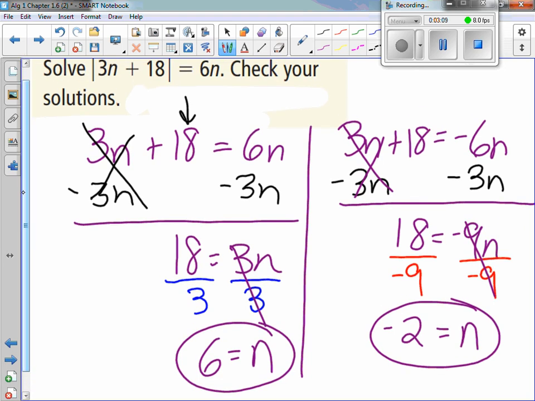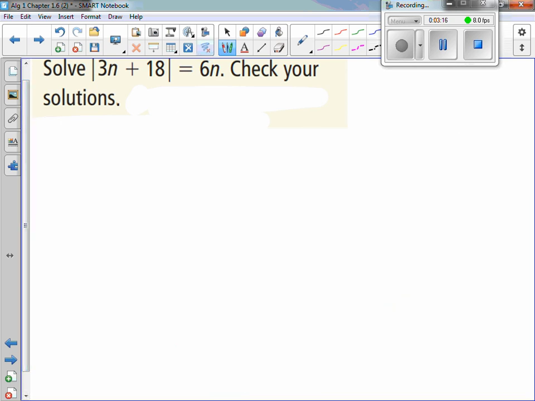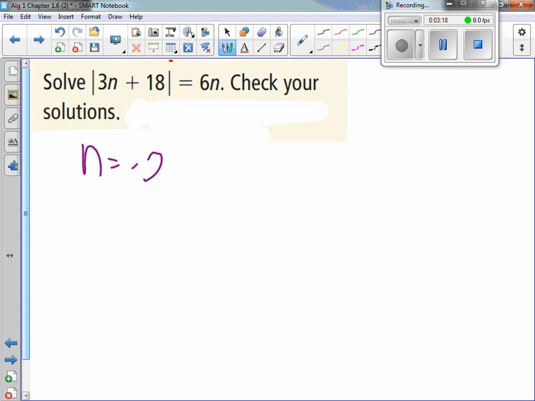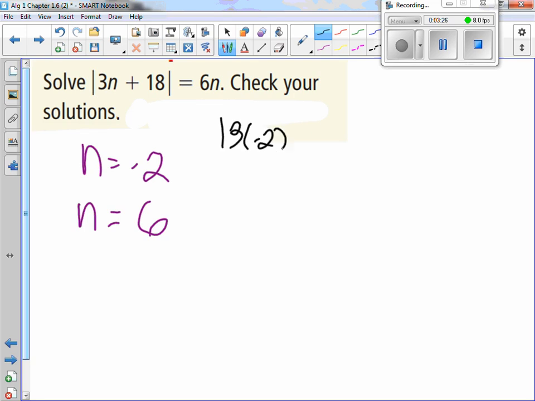So we got both of our answers, yes? Are we good with how we got those answers? Okay. Negative 2 and 6. So I'm going to erase everything. n equals negative 2 and n equals 6. We have to plug it back in and check it. So I can do the absolute value of 3 times negative 2 plus 18 is equal to 6 times negative 2.